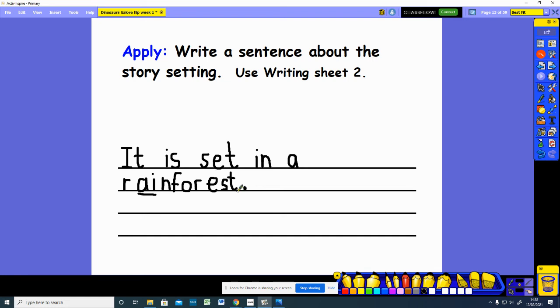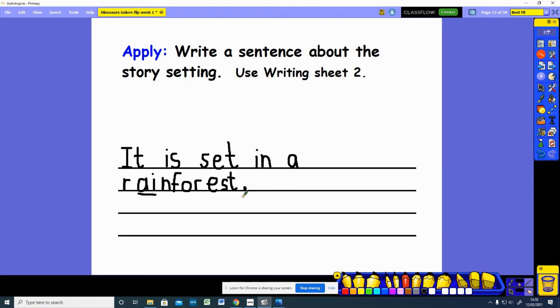Okay. Well done, children. We could also write another sentence. It is set near lakes and volcanoes. So when you do your sentence, maybe you could do an extra sentence as well. It is set in a rainforest. It is set near lakes. It is set near volcanoes.